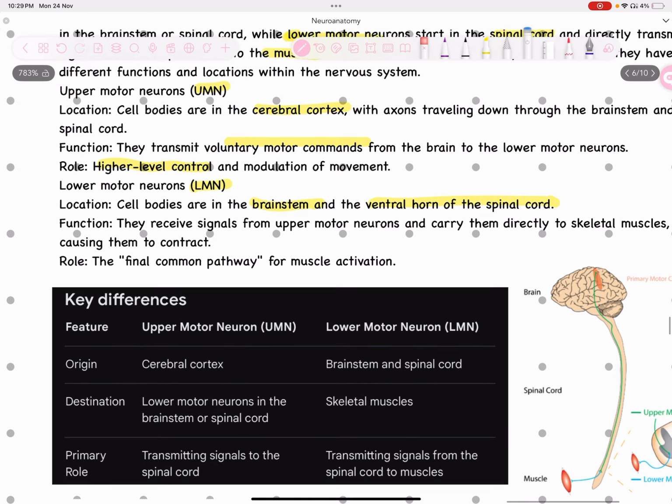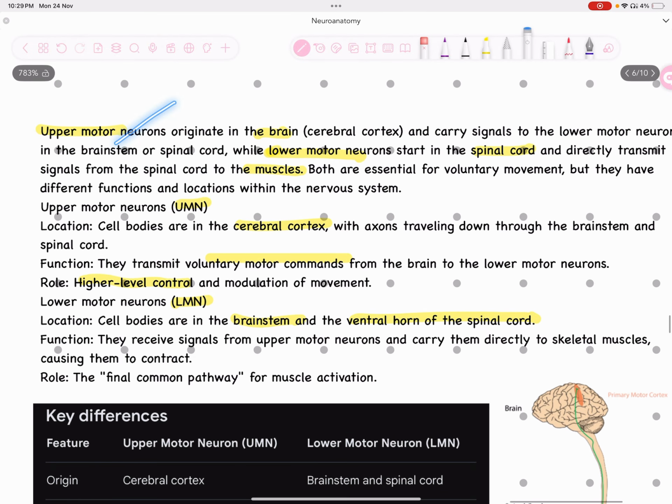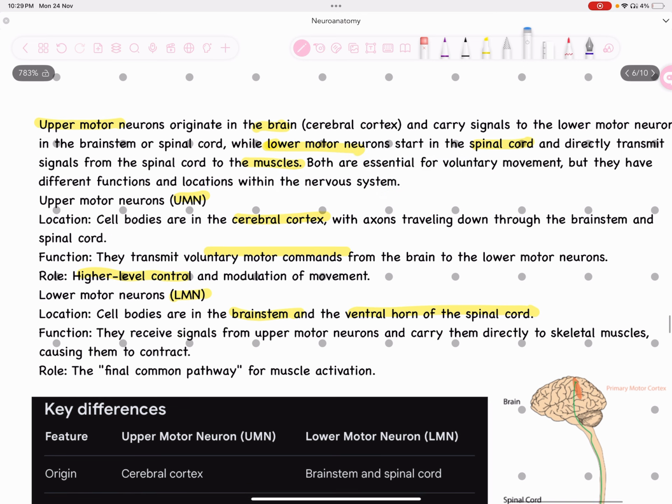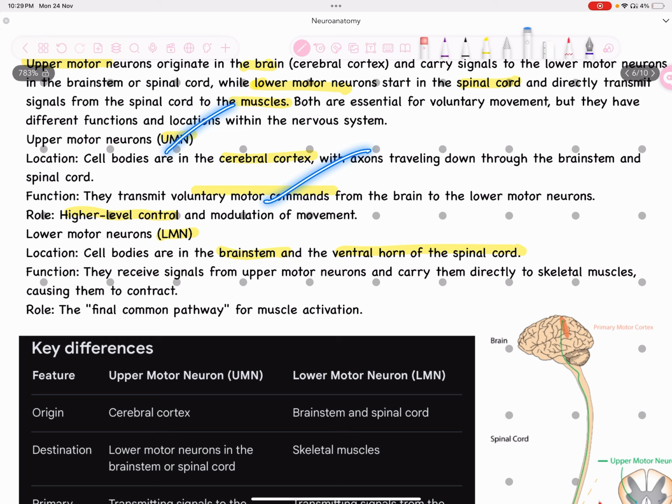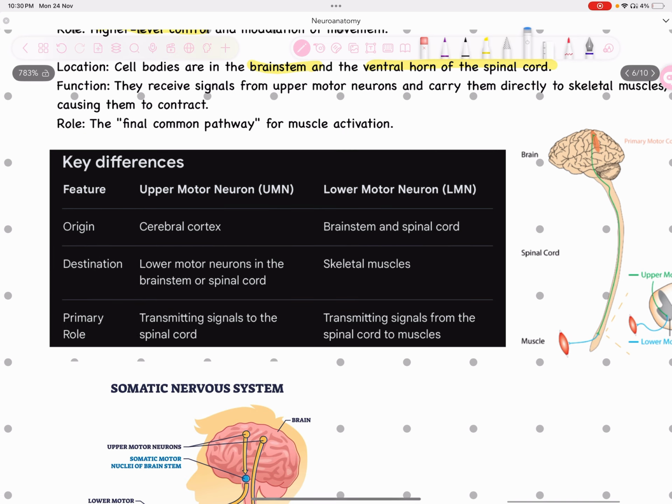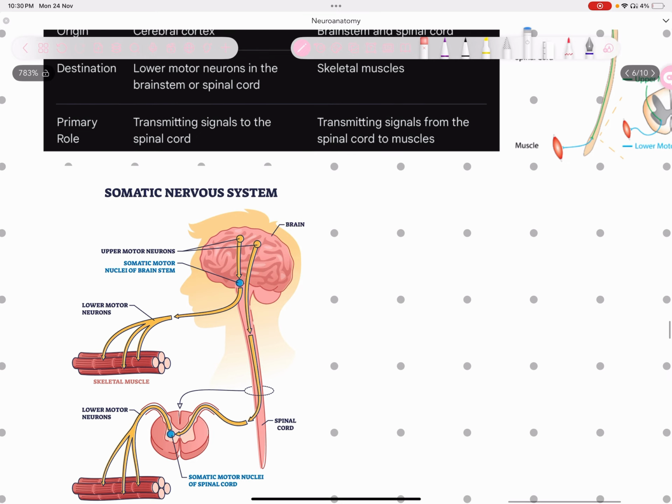So here again, very important: the upper motor neuron originates from the brain, cerebral cortex, and it carries the information to the lower motor neurons in the spinal cord or in the brainstem. And the lower motor neuron is going to carry that information from either the spinal cord or brainstem to the muscles ultimately. So yes, the upper motor neuron is for the voluntary motor commands, and the lower motor neuron is basically the final common pathway for muscle activation. It's going to receive the impulses from the upper motor neuron.